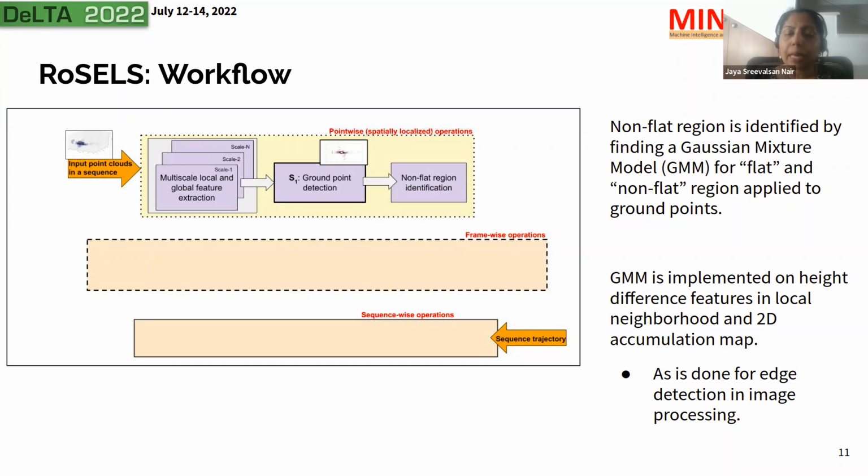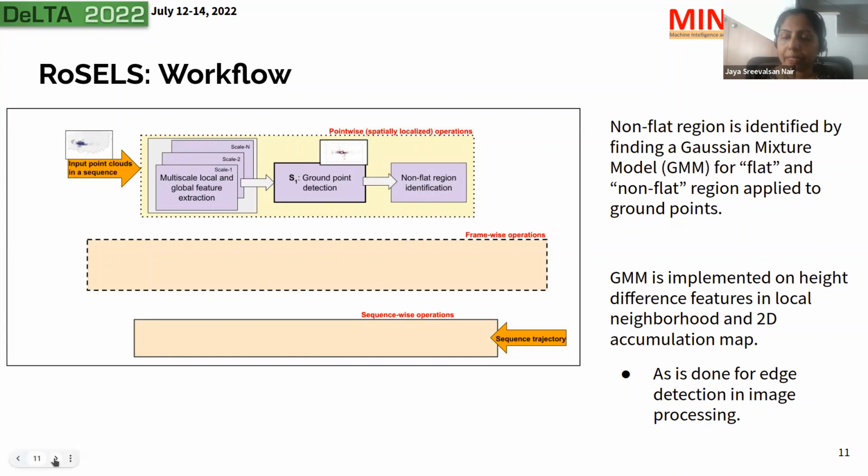Here we exploit height differentiation, which is already used a lot for edge detection in images. Thus, we use features of height difference in local neighborhoods as well as something called the 2D accumulation map in the Gaussian mixture model. The 2D accumulation map is nothing but the square neighborhood centered around a point, where we compute the neighborhood on the projection of the point cloud on the XY plane.